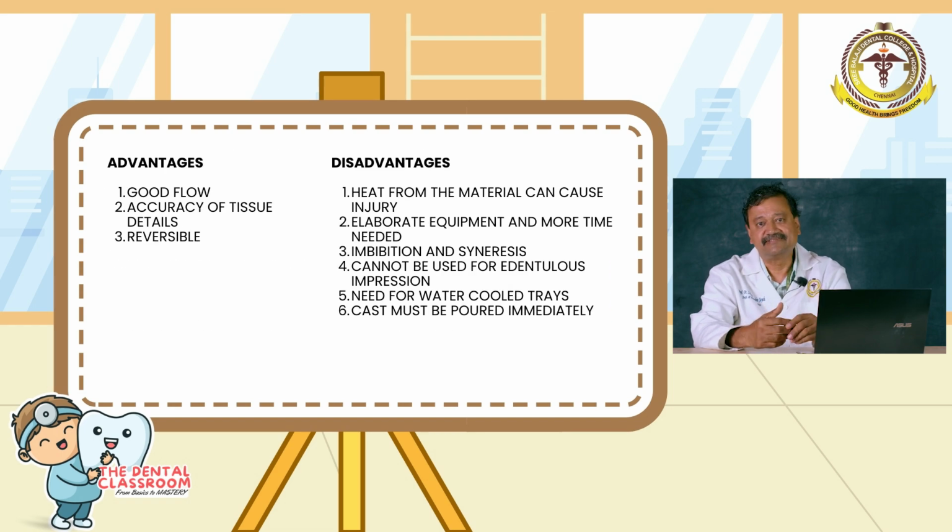What are the advantages and disadvantages of agar? Advantages: it has got very good flow, the accuracy of tissue details is excellent, and it is a reversible material. Only thing is, when we reuse agar for the second time, we have to heat agar to 96 degrees and sustain that for 3 additional minutes, because it takes a little more time to break the brush heap structure internally. So, this point must be taken care of.